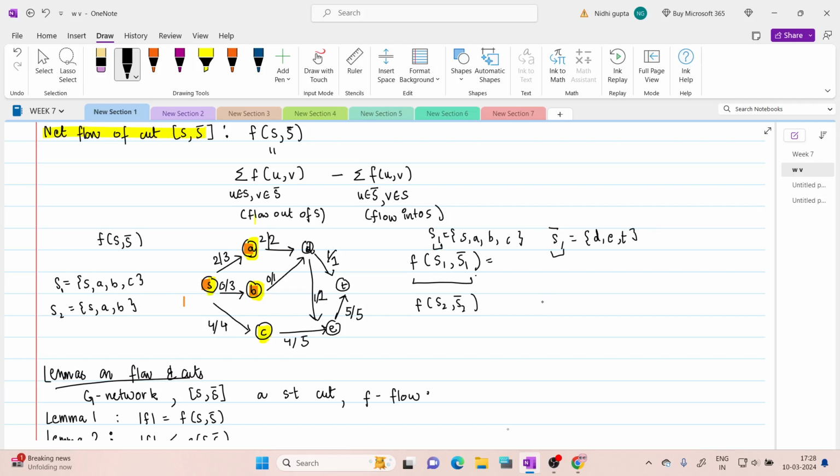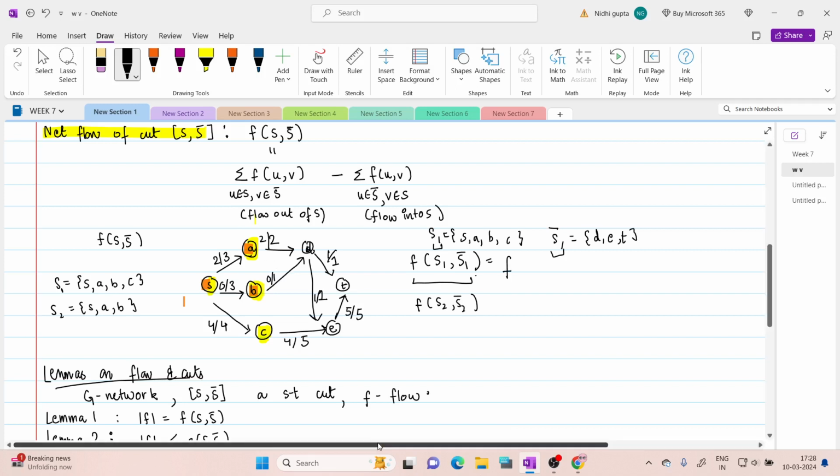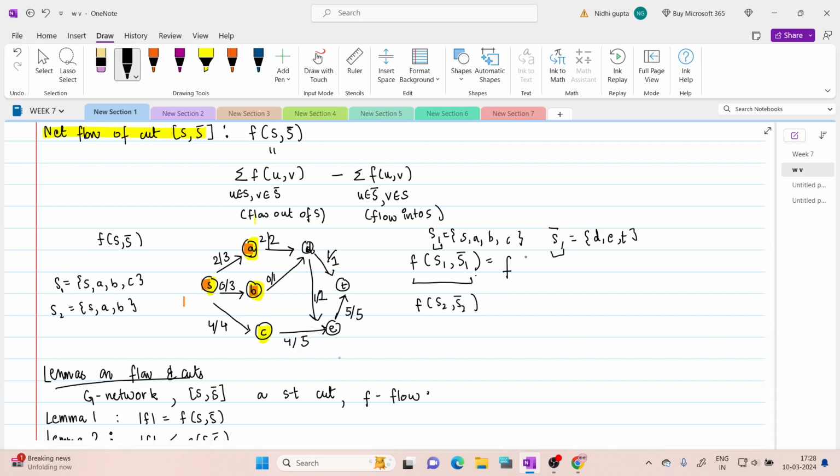So what all edges are there? A to D, B to D, and C to E. So the total flow is 6. This is the flow out of S, so we'll add FAD plus FBD plus FCE, and we subtract flow into S.